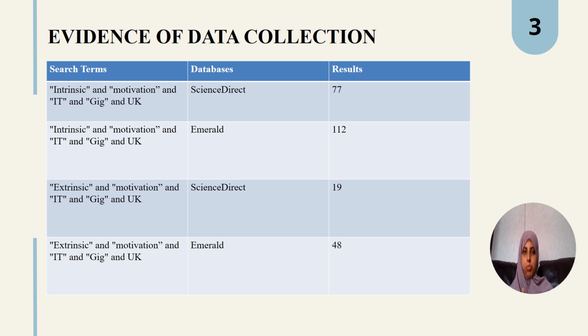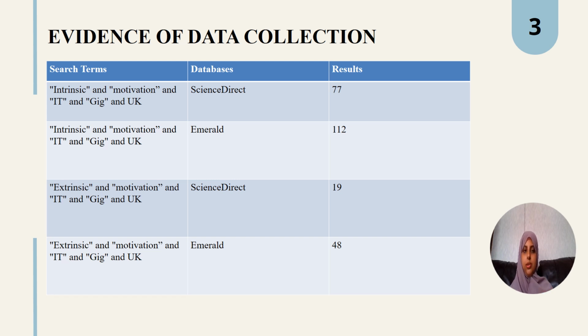Now I'm talking about my third slide. It is the evidence of data collection: search term, database, and result. My first search term is Elastic and Motivation and IT and Gig and UK. The database is Science Direct. The result I found is 77.